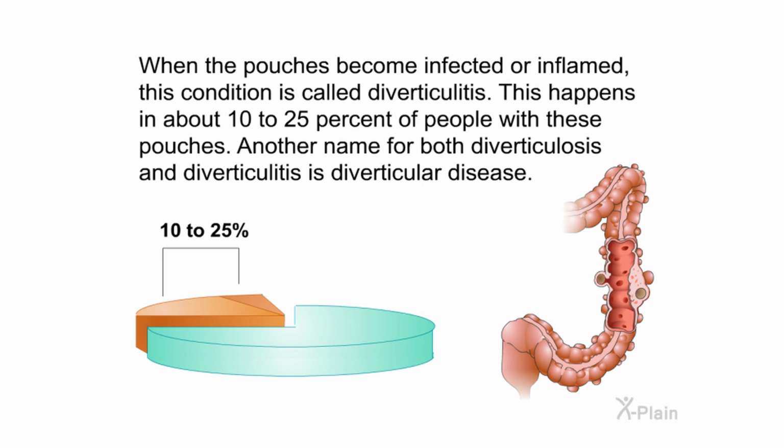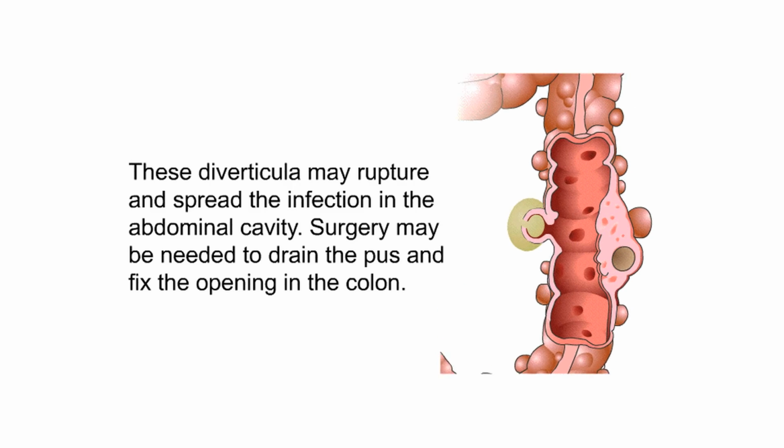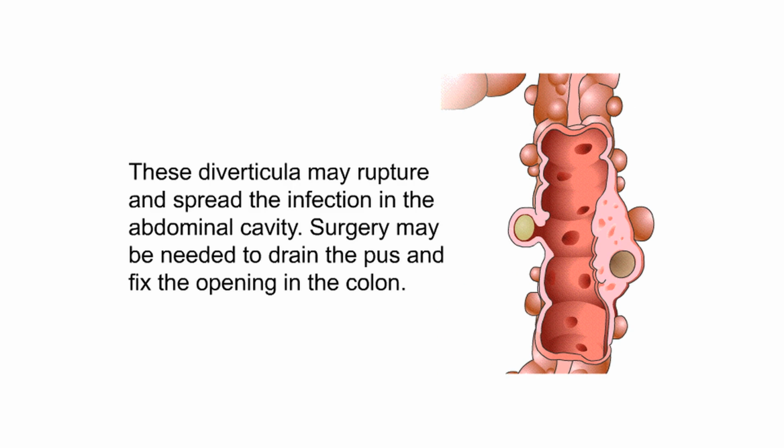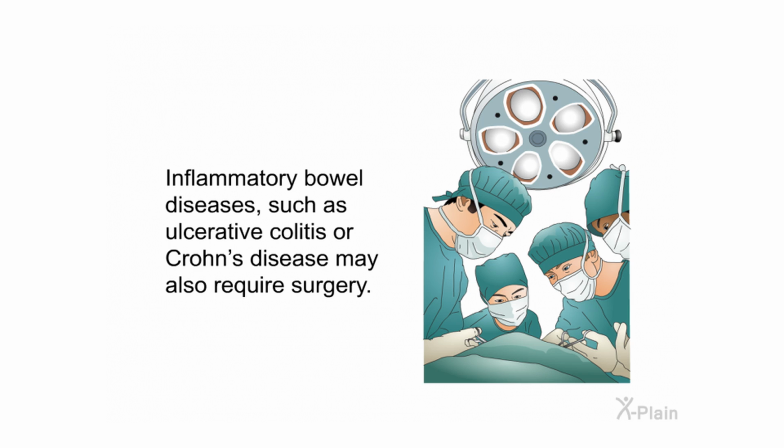When the pouches become infected or inflamed, this condition is called diverticulitis. This happens in about 10 to 25% of people with these pouches. Another name for both diverticulosis and diverticulitis is diverticular disease. These diverticula may rupture and spread the infection in the abdominal cavity. Surgery may be needed to drain the pus and fix the opening in the colon.